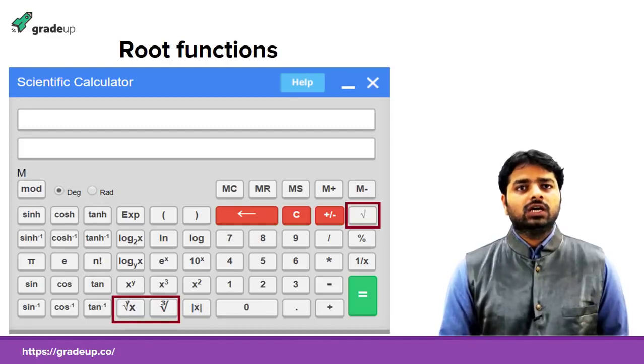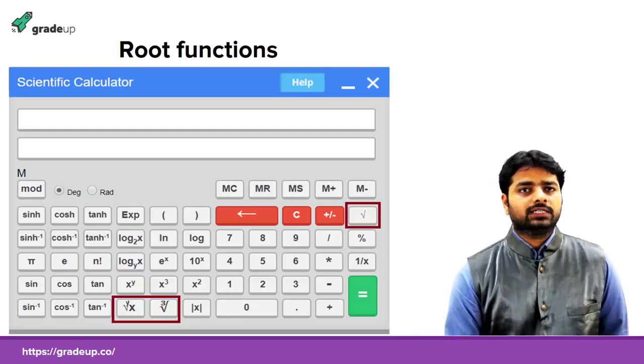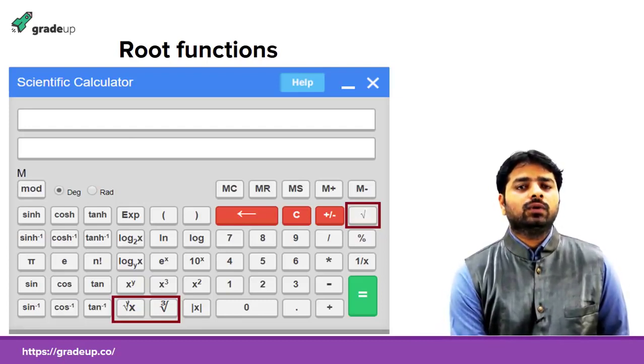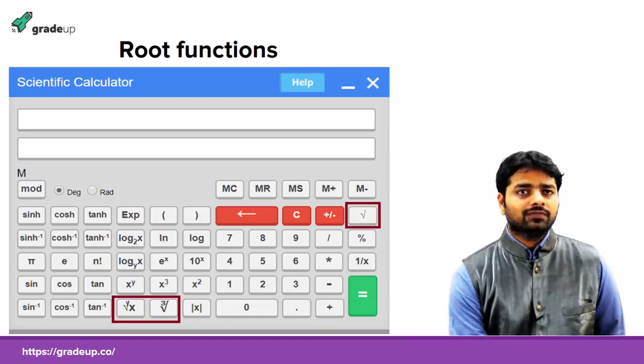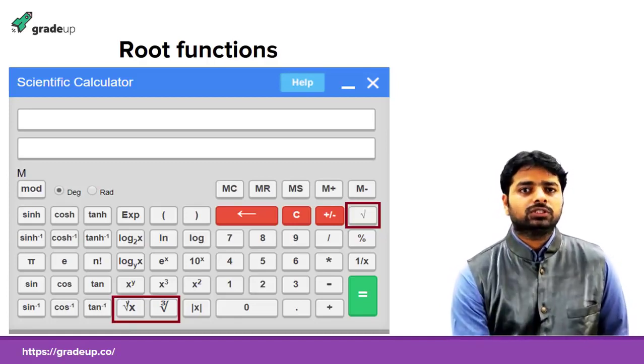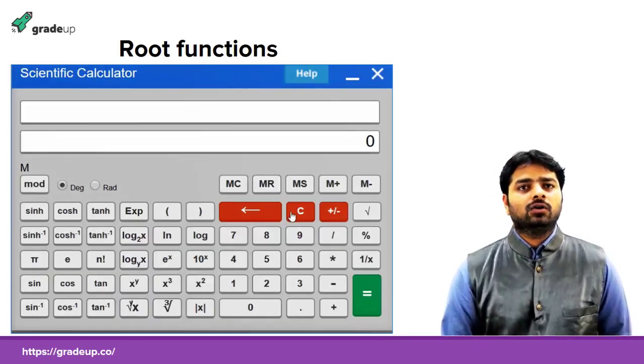What is the root function here? We have a square root, cube root, and yth root of x. Out of these three, the first one, square root, expects only one input, and the second one, cube root, is also expecting one input. The third one, yth root of x, needs two inputs. Let's see how to compute them.